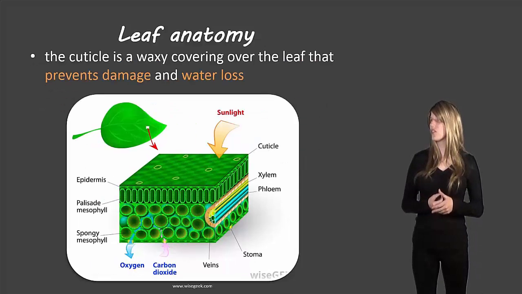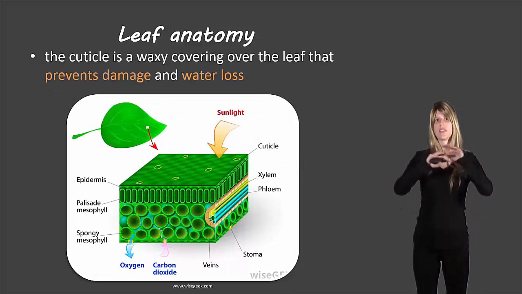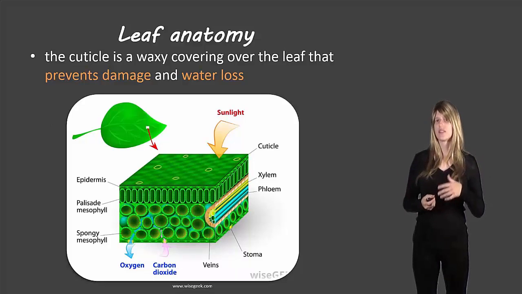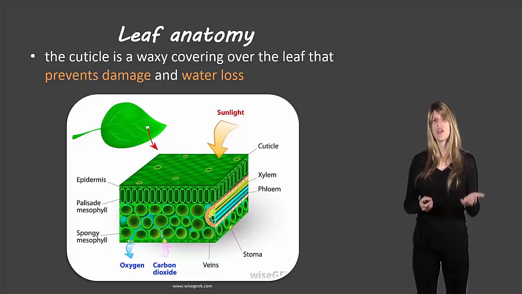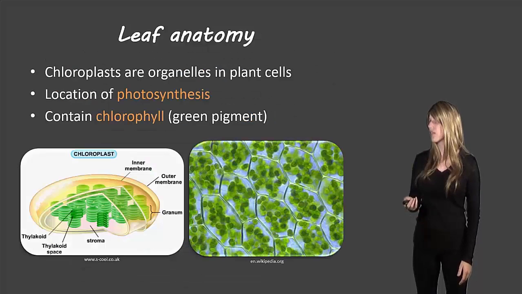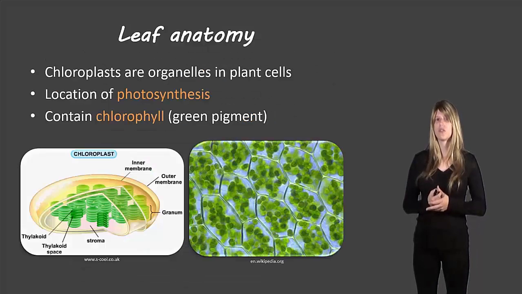The next part is the cuticle, and this is sort of a waxy covering over the top of the leaf that prevents damage to the leaf and also prevents water loss. We know that water is responsible for part of photosynthesis, and if the plant is losing water, it won't be able to do photosynthesis. And then finally we have the chloroplasts.